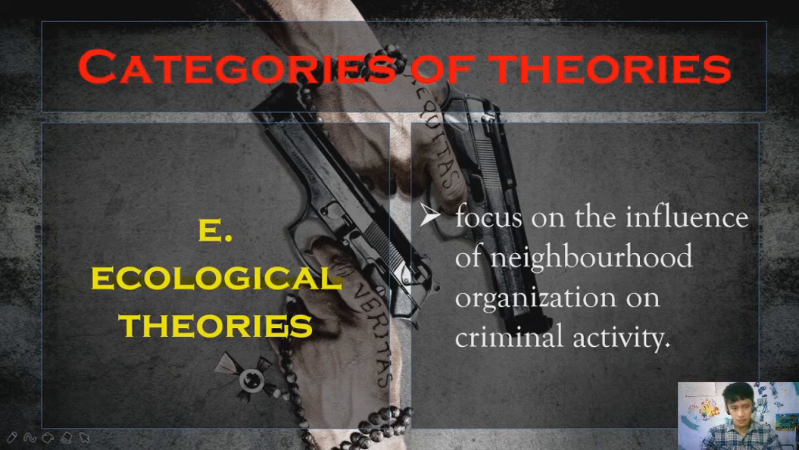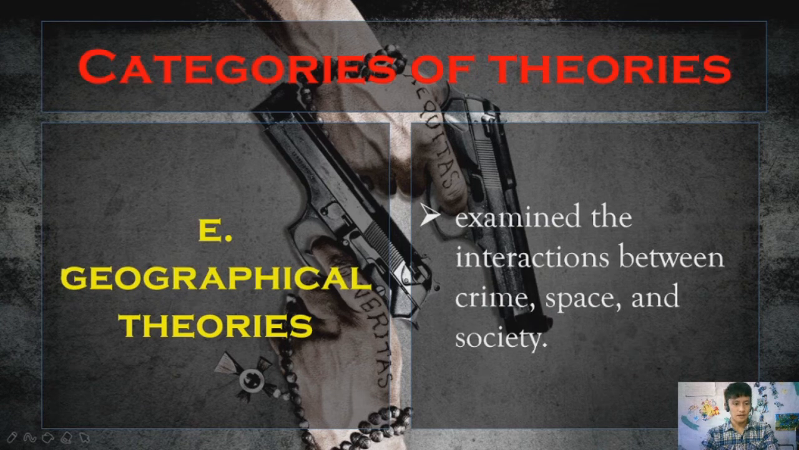And then the next one we have here, ecological theories. So when we say ecological theories, it focus naman doon sa influence ng neighborhood, okay, o neighborhood organization on criminal activity. Okay, so ecological, it is somewhat related with also the so-called sociological theory, but these kind of theories are focused mainly on the influence of neighborhood organizations.